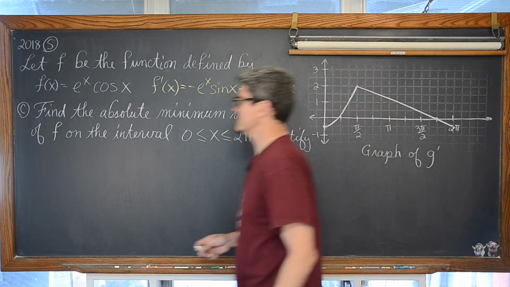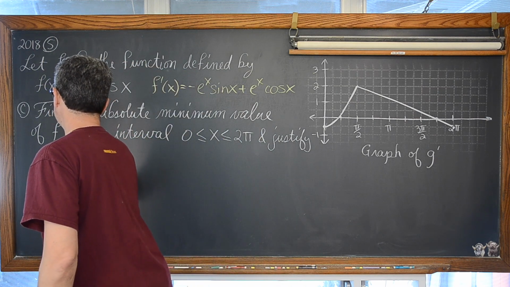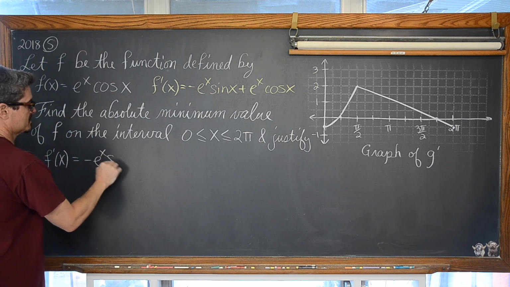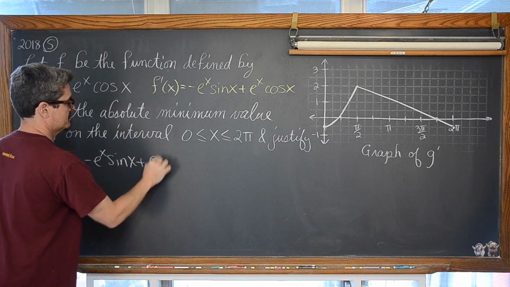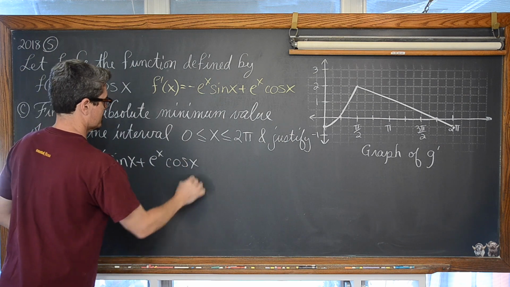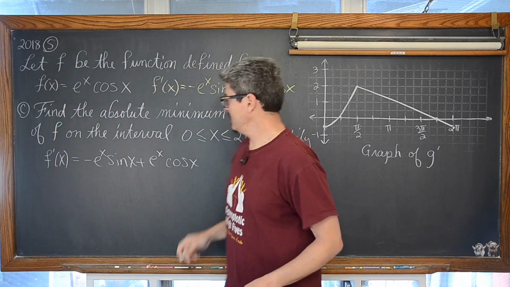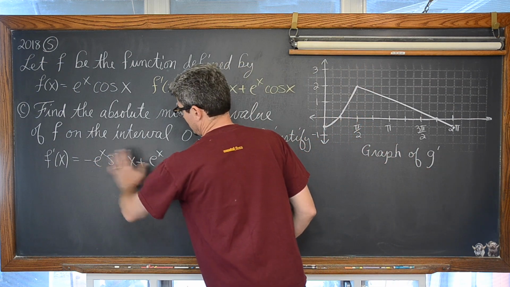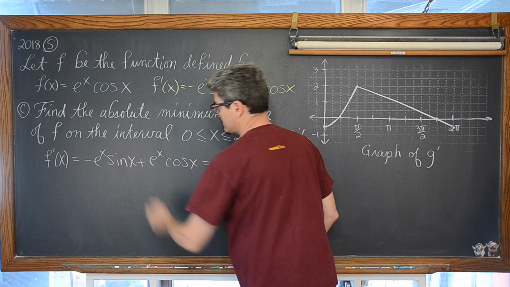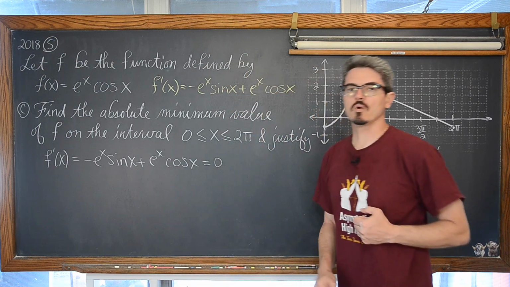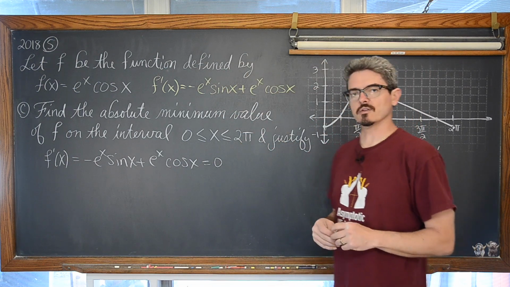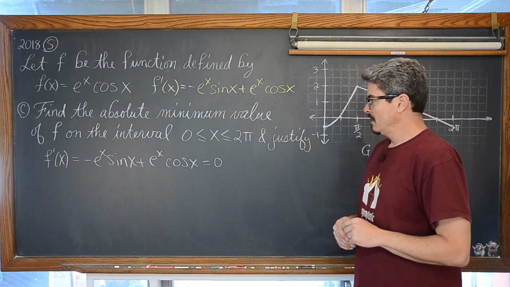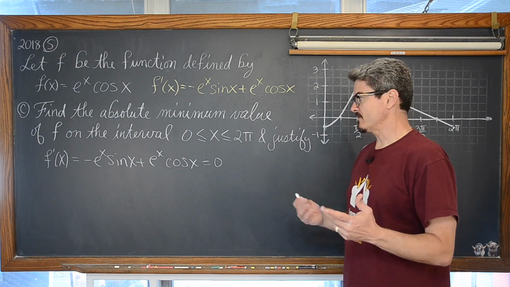So we need to find out where f prime of x, which remembering from part B, is equal to negative e to the x sine of x plus e to the x cosine of x. We need to figure out where that derivative is equal to 0 or undefined. Now, e to the x is defined everywhere, sine is defined everywhere, cosine is defined everywhere. This derivative is never going to be undefined. But as far as it equaling 0, that potentially looks like it could be quite difficult to solve.